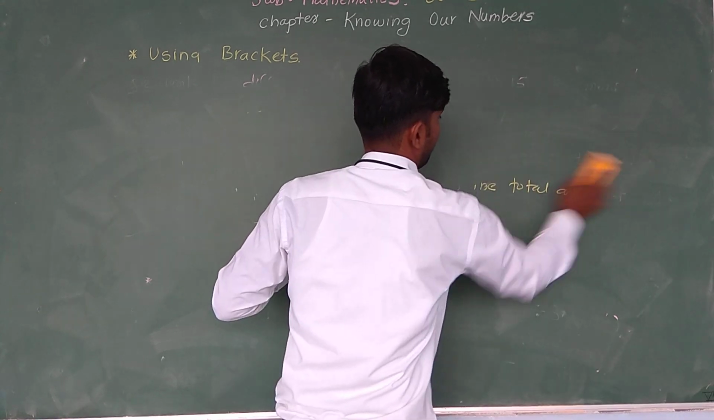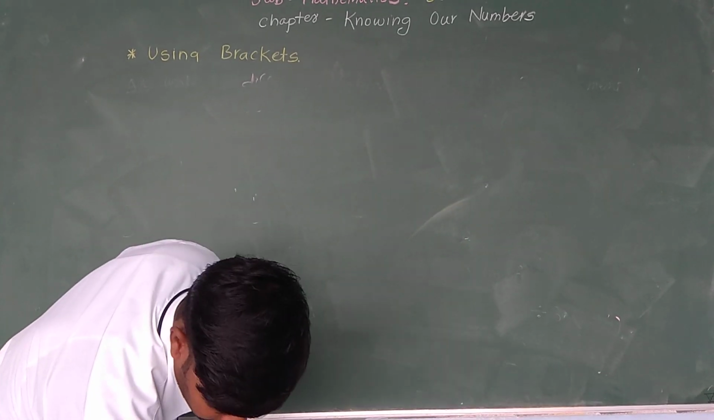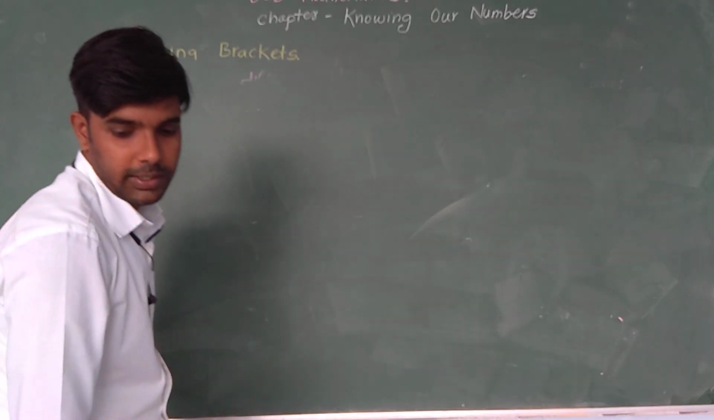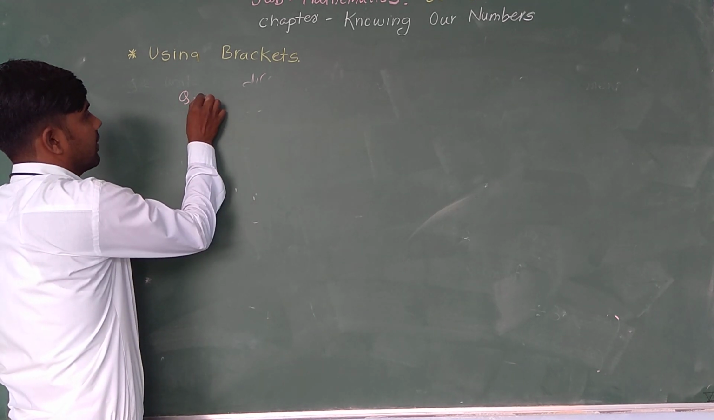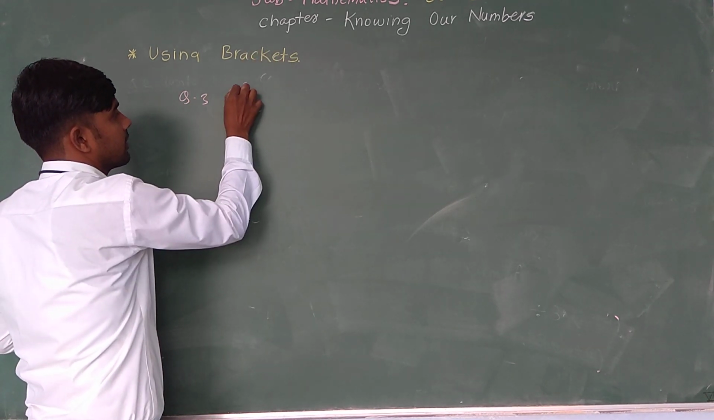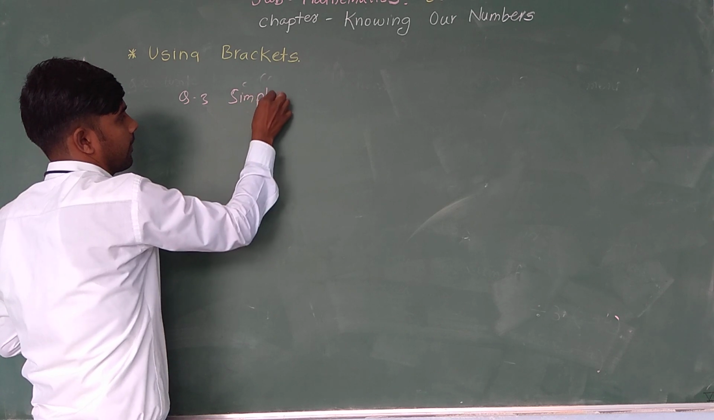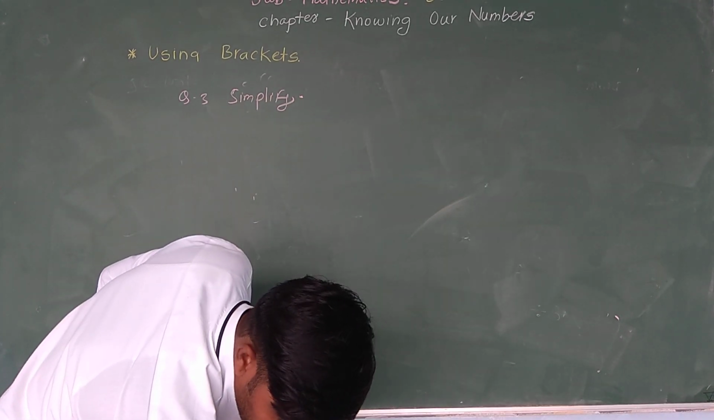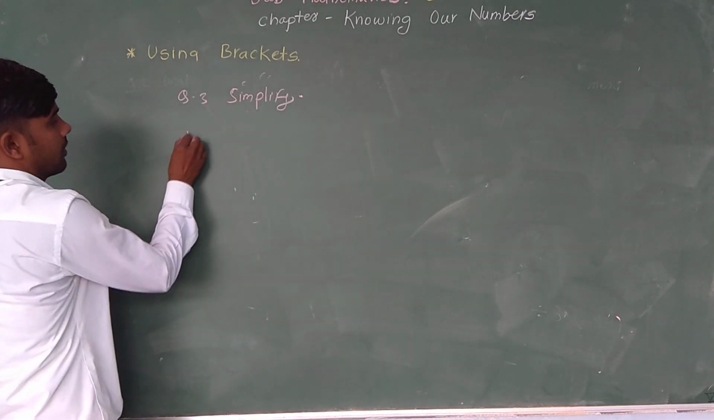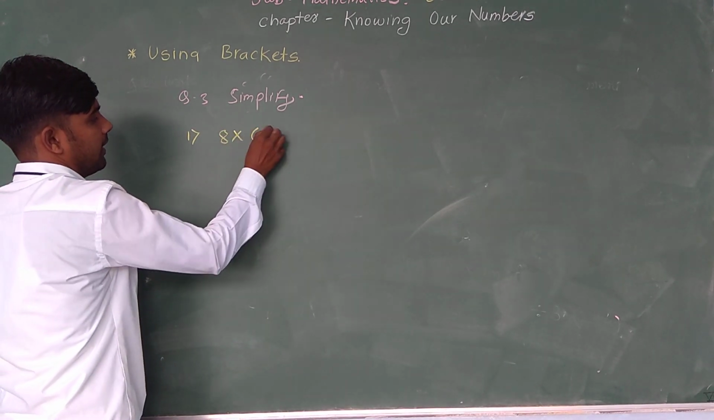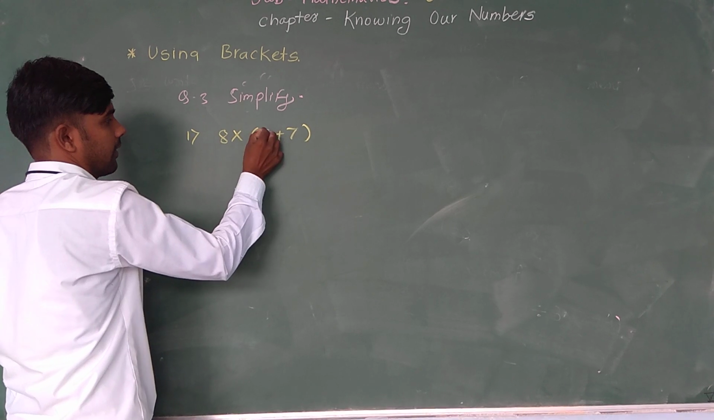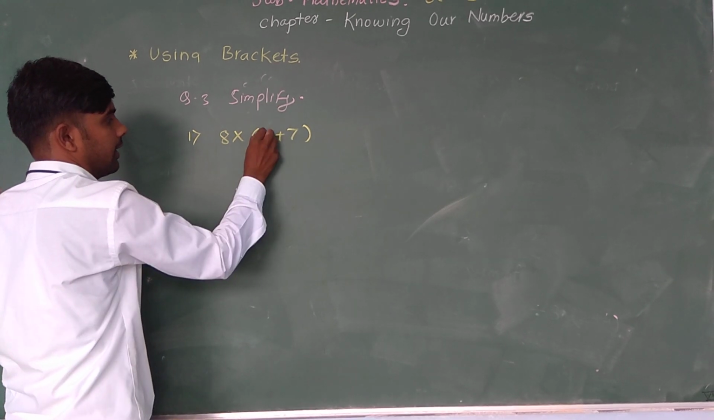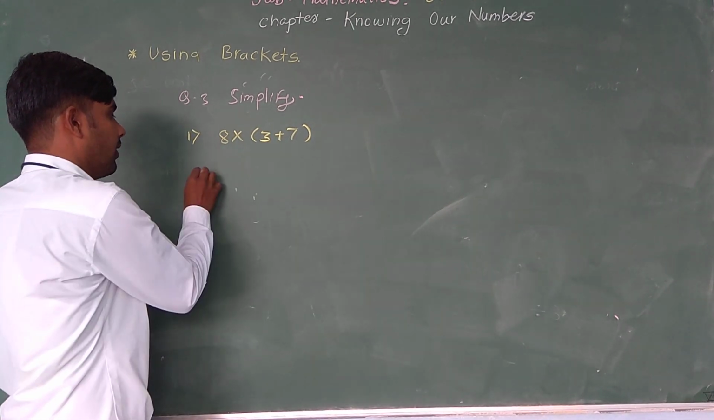Okay. Simplify the numbers. So simplify each of the following. Third question. Simplify each of the following, or only simplify. So first question is what? 8 multiplied by (3 plus 7). 8 multiplied by (3 plus 7) is equal to.